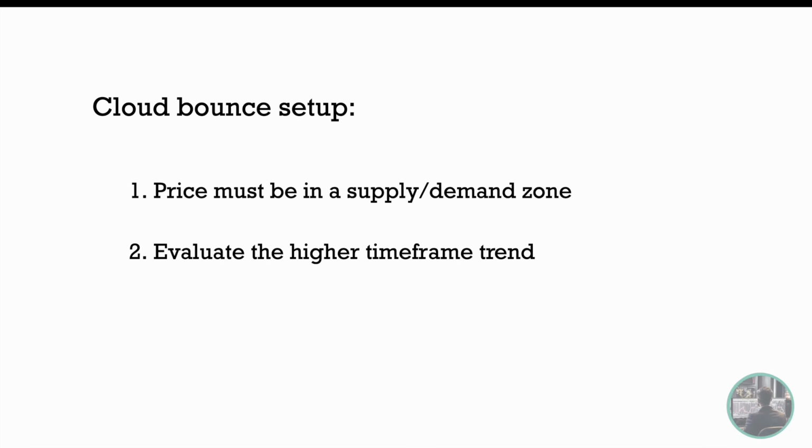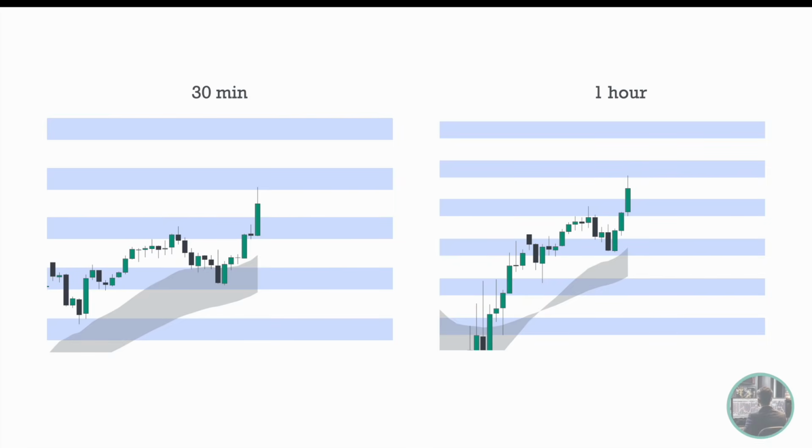So if I see that the cloud is flat, choppy, or unclear, I'm staying out, because a flat cloud means the market hasn't picked a direction yet. And if it hasn't picked a side, I'm not picking one either. But if the higher time frame EMAs are clearly trending in one direction, that tells me the trend is active. The market has picked a direction, and I want to be moving with it.